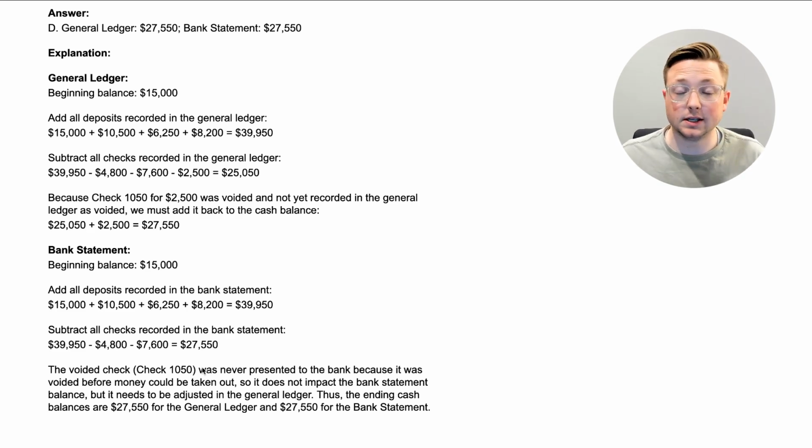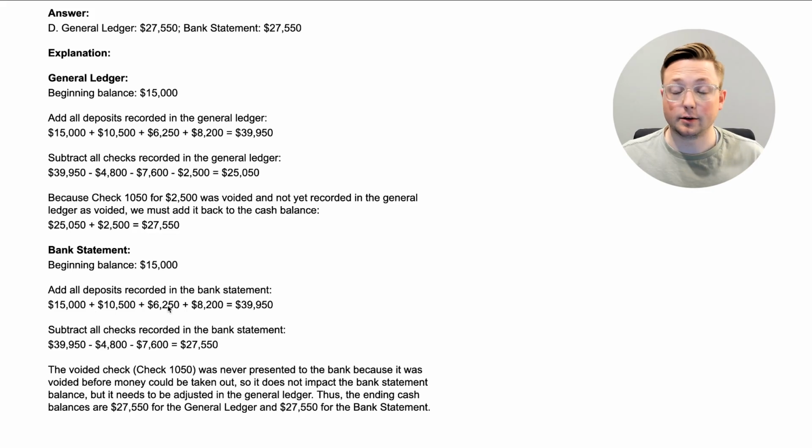So there was no adjustment needed because they never subtracted that check from the company's cash. So you'll notice that here, that check was never included. It was never presented to the bank because it was voided before money could be taken out. So it does not impact the bank statement balance, but it needs to be adjusted in the general ledger. That's what we did up here. So this was actually pretty straightforward once you understand how a voided check works. The ending cash ends up the same because the bank was always correct, at least in this case.